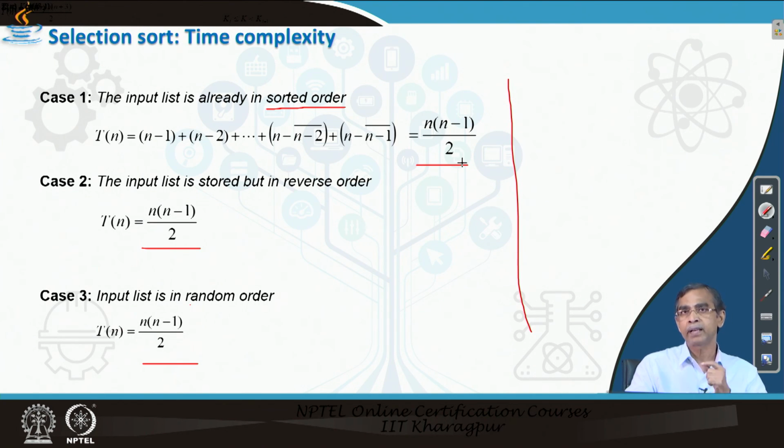So we can keep a flag. Initially the flag is 0, indicating that we have to repeat the pass. Whenever we see there is no swapping, then at the end of the iteration we set the flag to 1. Whenever the flag is 1, it will not repeat the same procedure and will stop. So in that case only one pass is required, and in one pass only n comparisons are required. That way the complexity can be reduced from n square to n only.